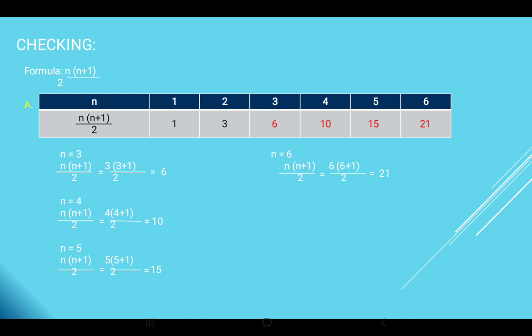fifth term. Next, kung yung n natin is 6, so papalitan natin ng 6 yung formula na n multiplied by n plus 1 is all over 2. So, magiging 6 multiplied by 6 plus 1 all over 2 is equal to 21. So, in the sixth term, we have 21 dots shape. So, nakikita natin na tumutugma yung ating formula in getting the number of dots.